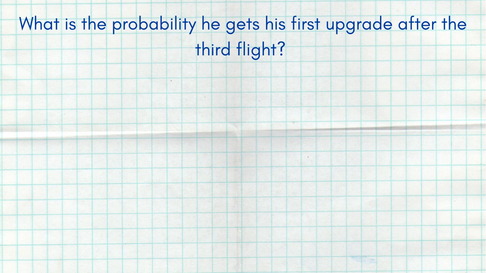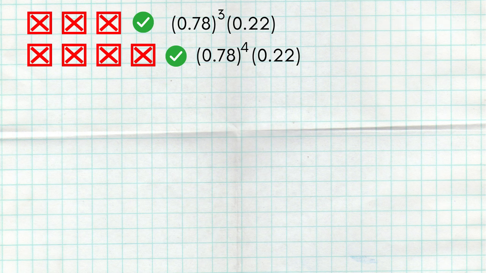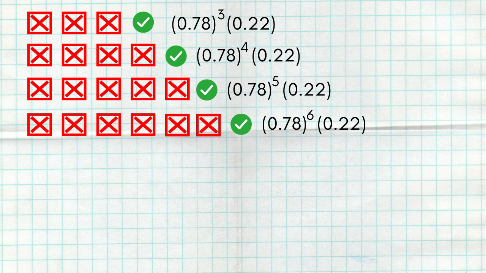Now, a great AP question for a geometric model might be something like this. What is the probability he gets his first upgrade after the 3rd flight? This means it happens on the 4th, or the 5th, or the 6th, or the 7th, or the 8th, and so on.